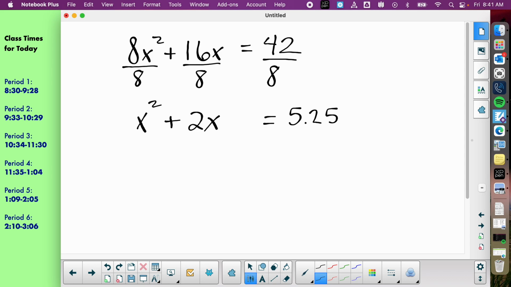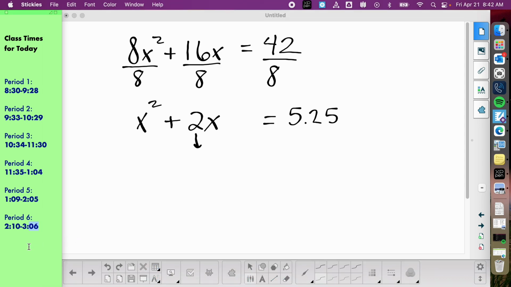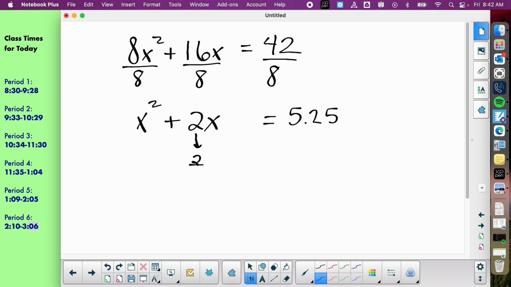Mike, where do we go from here? Okay, by what? Oh, so, yeah, it's not wrong. I thought you were trying to say this step again or something. No, you're correct. We're going to take this number and cut it in half, divide by 2. So 2 divided by 2, and then we're going to square it to add it right there. So 1 squared will be 1. Okay.